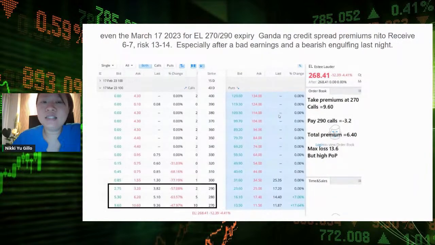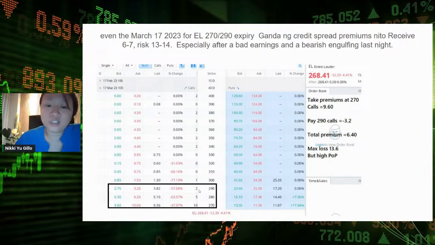Now, as I said, there are huge premiums that you can get for Estee Lauder. So let's assume that instead of 15 days, you're going to try to collect the credit for the March 17, 2023 expiry, or 43 days. So for this expiry, we're going to try to use 270 and 290. We're going to lock in that 9.6 minus 3.8. If we take the premiums for 270, we're collecting $960. And then, of course, if we're going to pay for the 290 calls, we have to pay 3.2. So net, we're actually just receiving a premium of $640, but your maximum loss is $1,360.